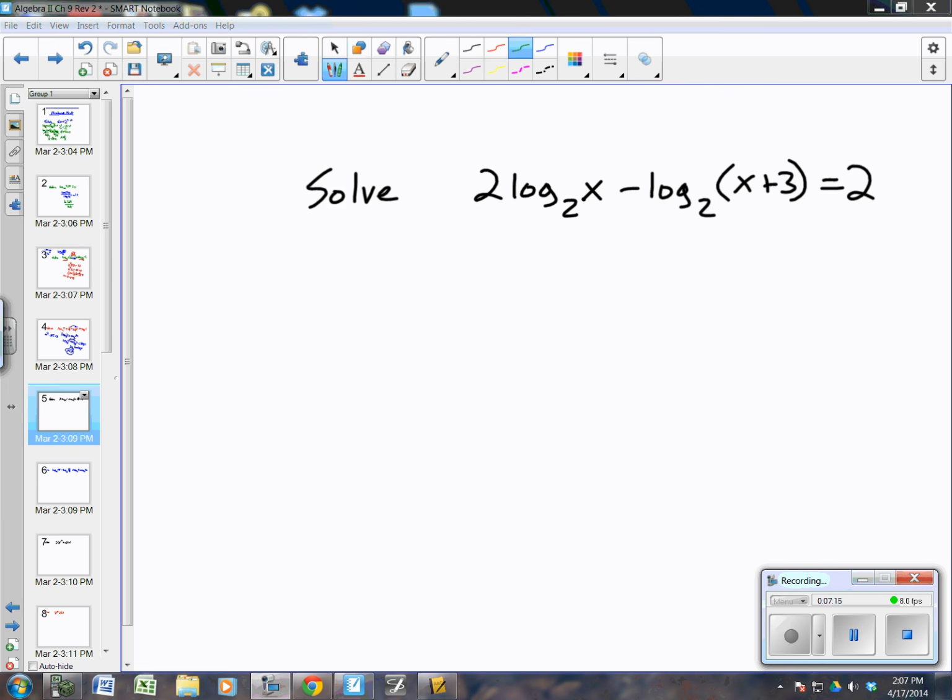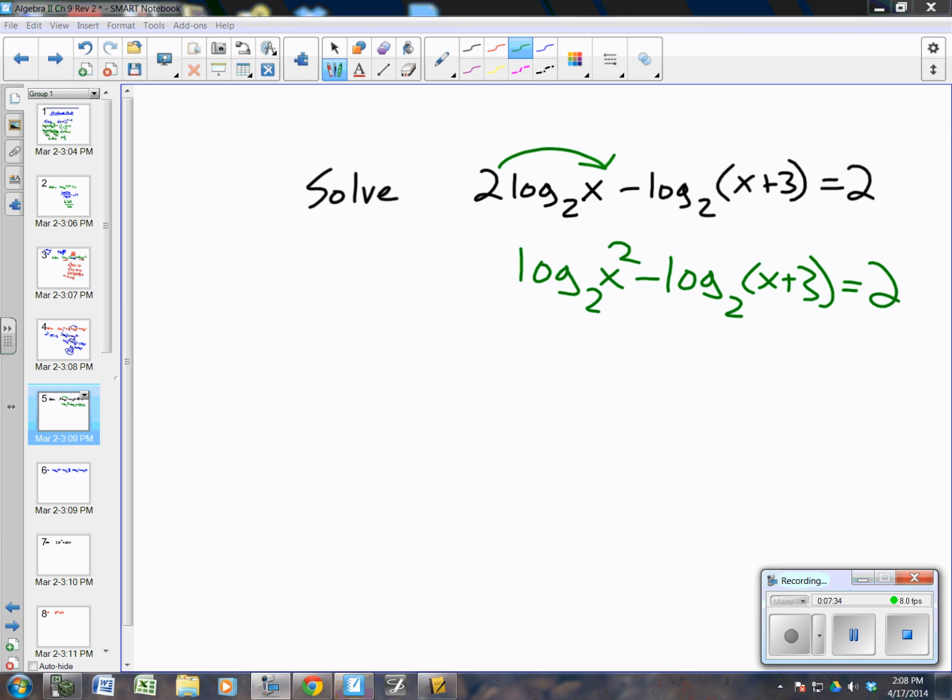Hey, nice job, you guys. This one was a little bit tougher, and you just got to remember to change it to exponential form. So, first of all, I'm going to move the 2 up using the power property. Then I'm going to combine this into a single logarithm using the quotient property. So I take x squared, which is the first one, divided by x plus 3, equals 2.